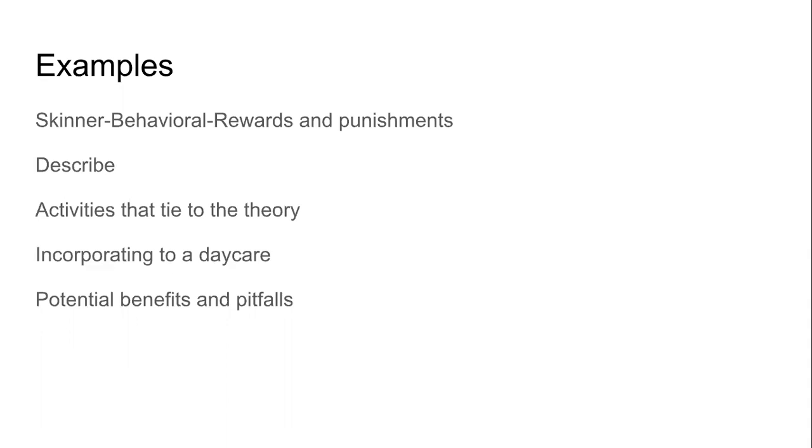So you're going to do 3 of those. Again, talking about what the theory is, describing it, talking about activities that tie to the theory, how you're going to incorporate it, and potential benefits and pitfalls. And then I do it with one more. And I put social cultural theory up there. It talks about how children learn based on the environments they're in.